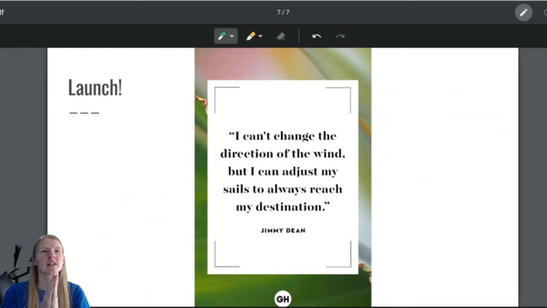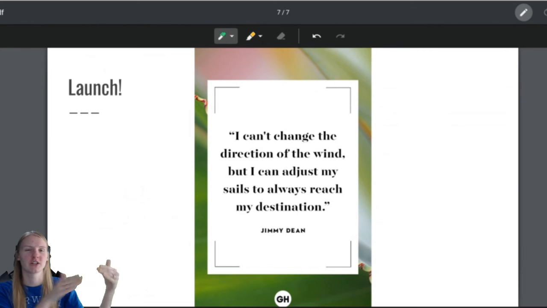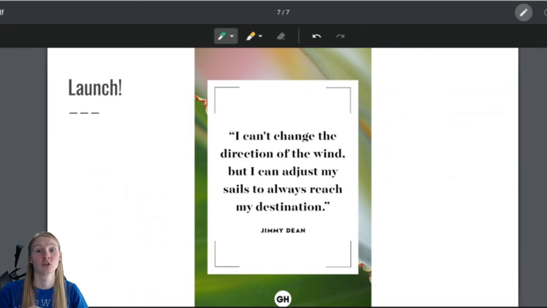But it's really cool. What about sailing is that no matter what direction the wind is blowing in, you can move the sails to go where you want to go. So just because the wind is blowing that way doesn't mean my boat has to go that way. I can move my sails to go even in the opposite direction if I want to.